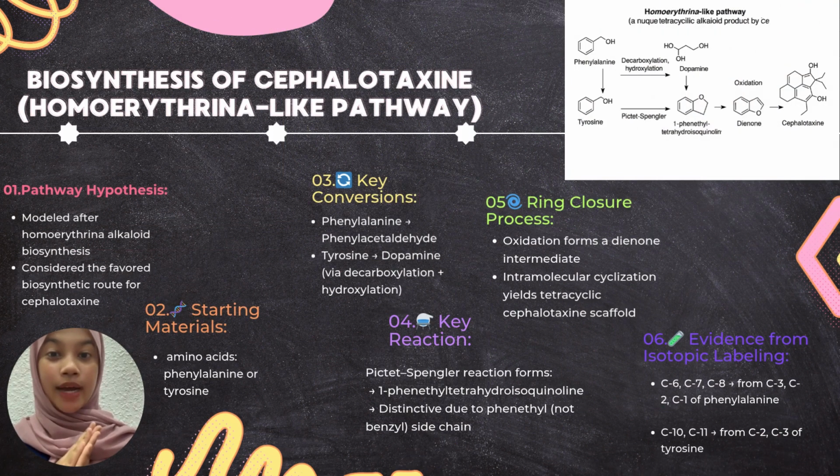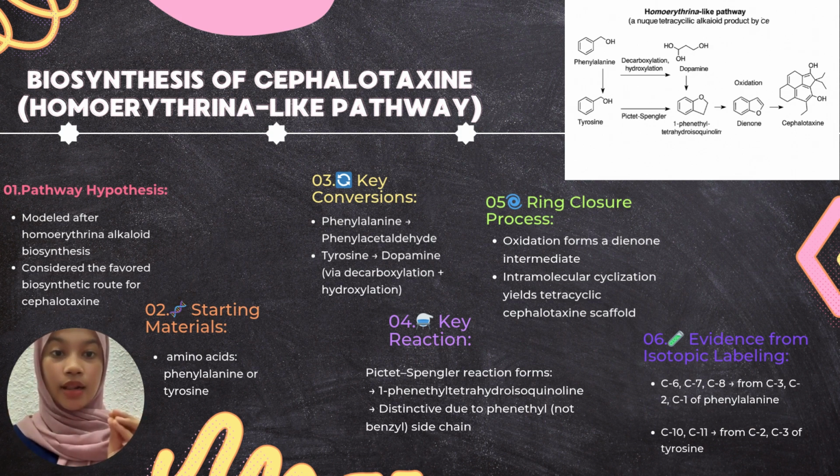Okay, for this part, I will explain the biosynthesis of cephalotaxine, which is the homoerythrina-like pathway. First, I will explain the pathway hypothesis. The pathway hypothesis is modeled after homoerythrina alkaloid biosynthesis. It is considered the favored biosynthetic route for cephalotaxine.